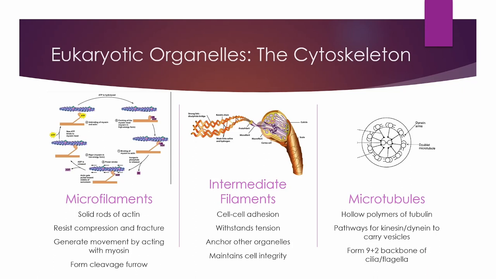Actin filaments also use ATP to generate force for movement by interacting with myosin. You can see right here the step-by-step process of how actin and myosin work together to contract the muscle. This is used in all of our skeletal muscles as well as some of our cardiac and smooth muscles.